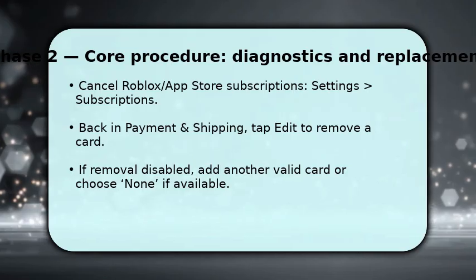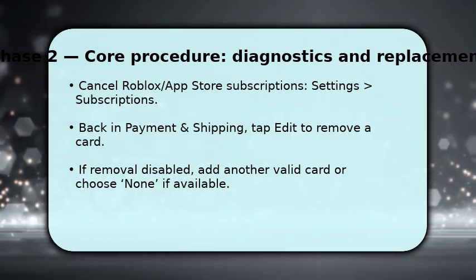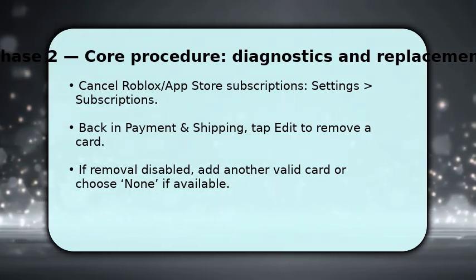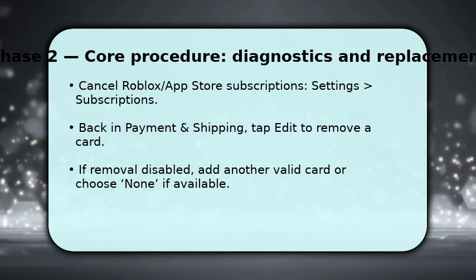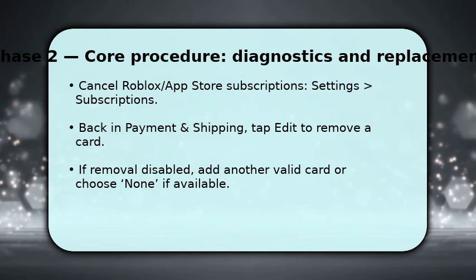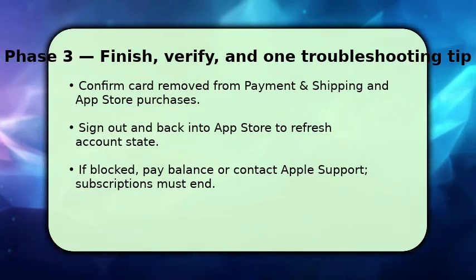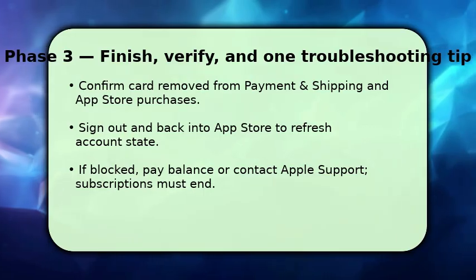Make sure there's no unpaid balance and no active subscriptions, because Apple prevents deletion until those conditions clear. This sequence explains how and why each step enables removal. You finish by confirming the card no longer appears in Payment and Shipping and in App Store purchase settings.